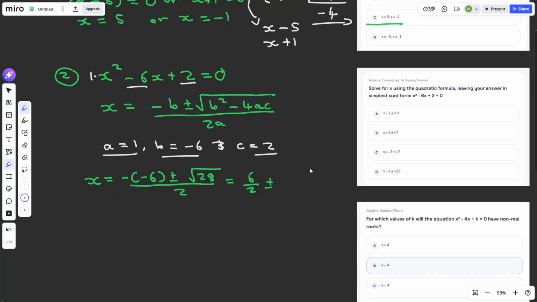So this can be broken up into, you see the 28, that can be broken up into 7 times 4. We simplify it. It's going to be 2 root 7 over 2. So now the final answer here is 3 plus minus square root of 7. So 2 goes into 6 3 times, and then 2 cancels that.